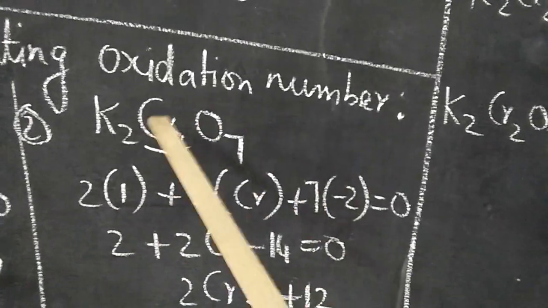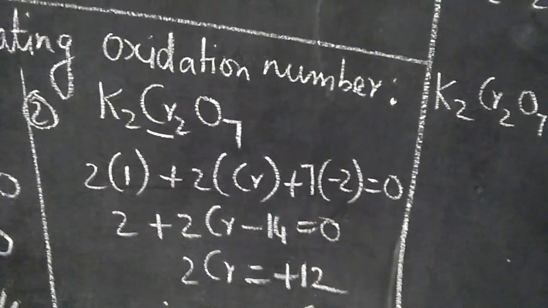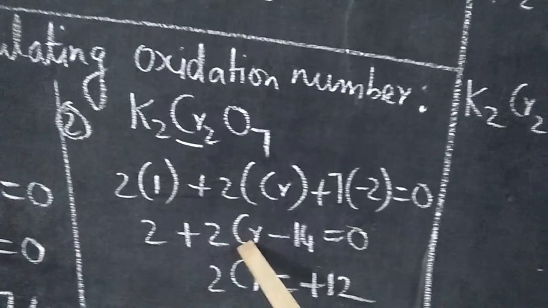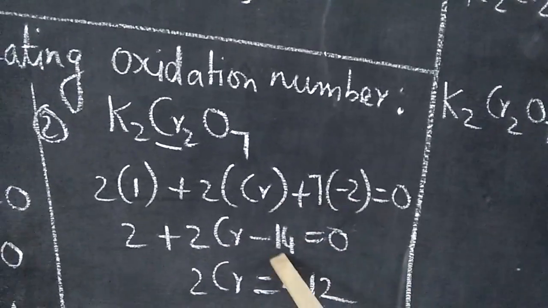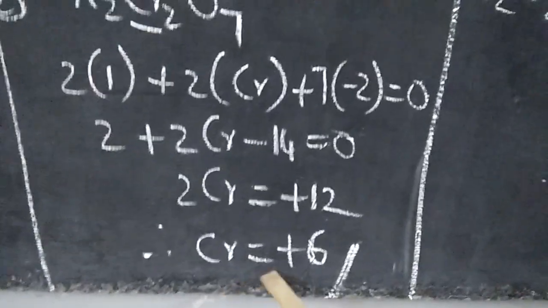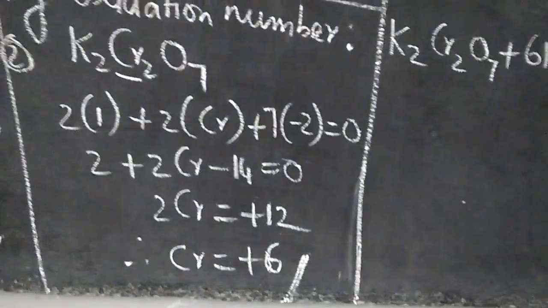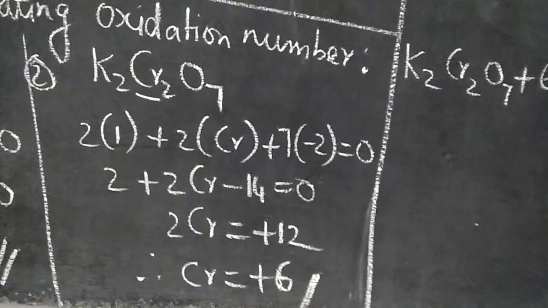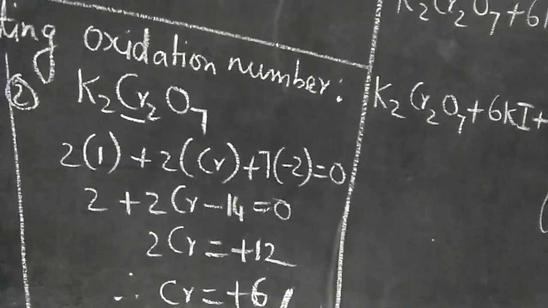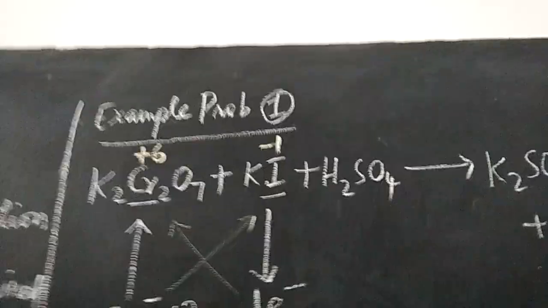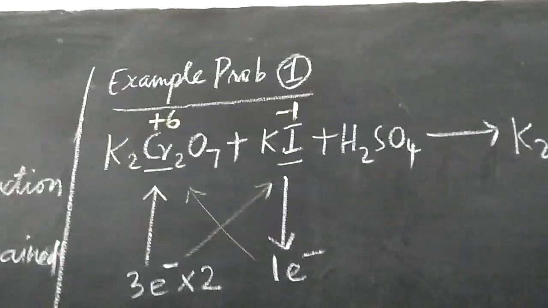Again potassium we know, oxygen we know, we do not know the oxidation number of chromium. So potassium 1, so 2 into 1 is 2, chromium, 2 chromium atoms are present, so 2 Cr, 7 into -2 becomes -14. Finally chromium's oxidation number is +6. So this is how you calculate the oxidation number of unknown elements in a compound, by having the oxidation number of the known elements. I am going to apply this for balancing equations. Let us see an example for balancing a chemical reaction based on oxidation number.